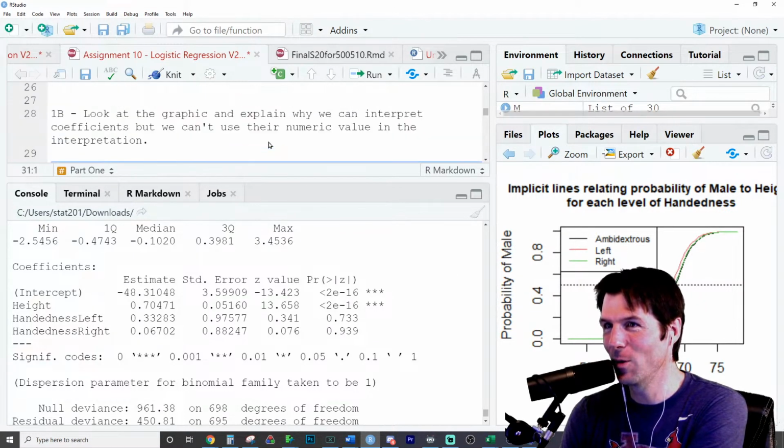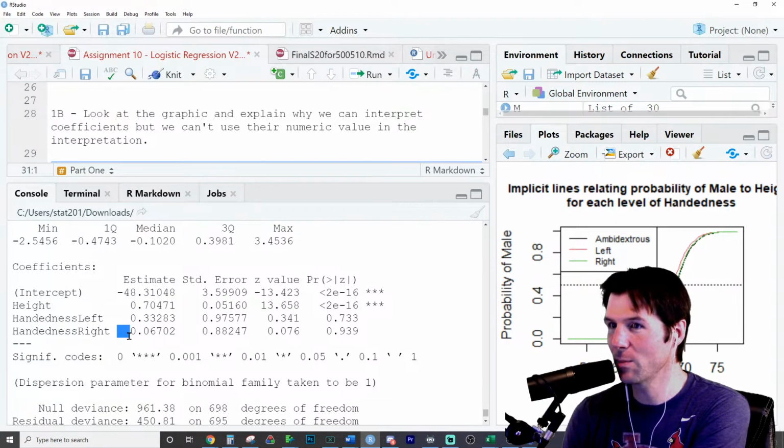So what is the only thing we interpret right here? What is the only important thing you interpret when you do this? The only important thing you interpret is what? No one said it yet. The only important thing you interpret is the what of the coefficients.